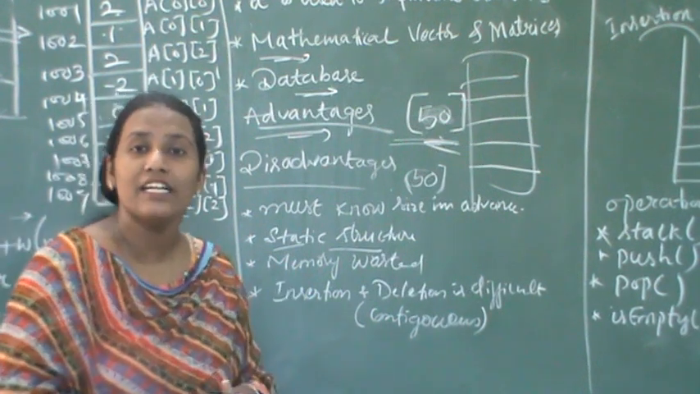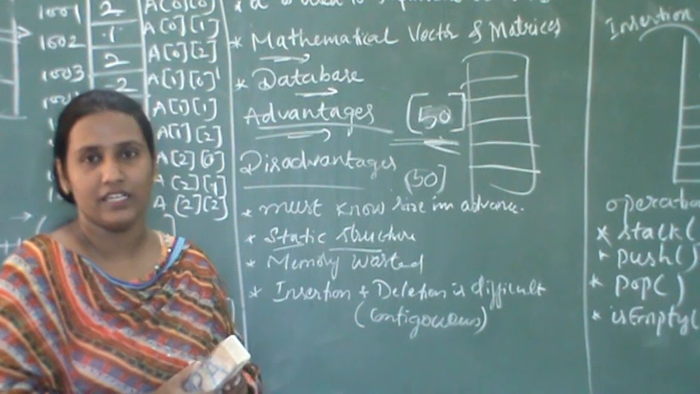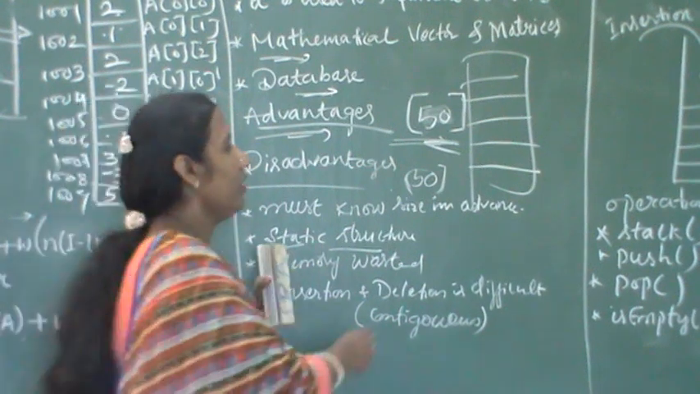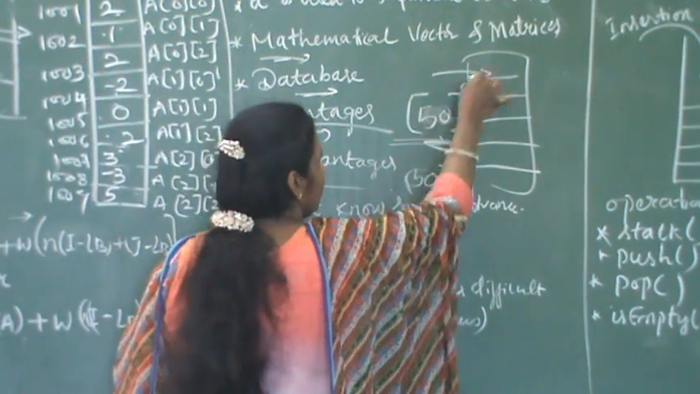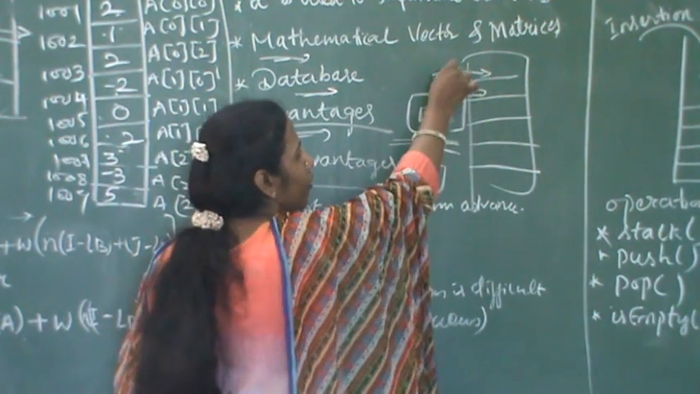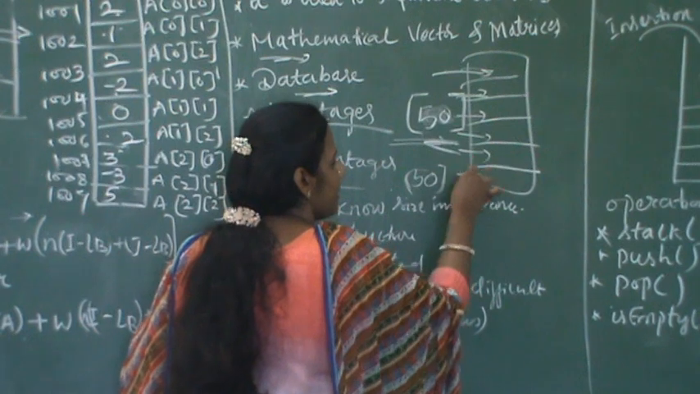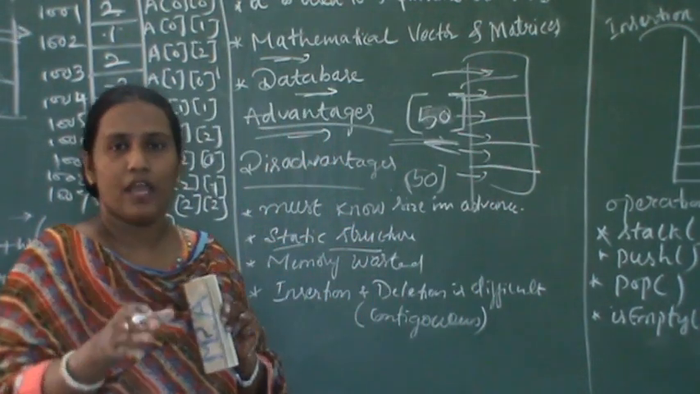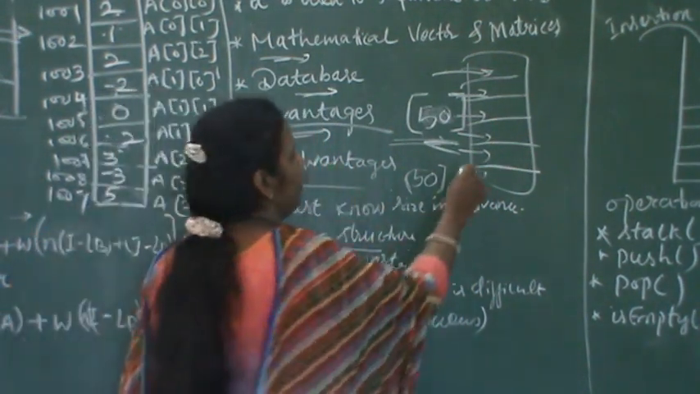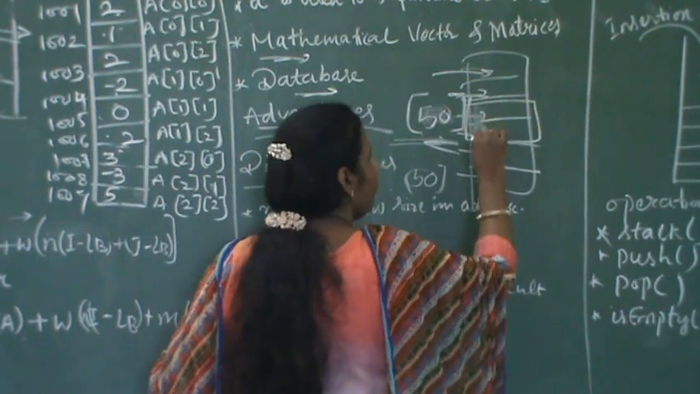And insertion and deletion will be very difficult. Insertion and deletion means, as you know, the elements will be stored contiguously, one after the other. First it will be stored here, second, then third. Contiguously it is going to be stored. Suppose I want to add an element in between. Is it possible? No, it is not possible.